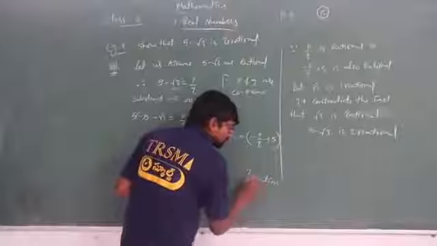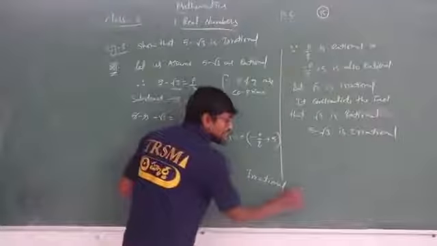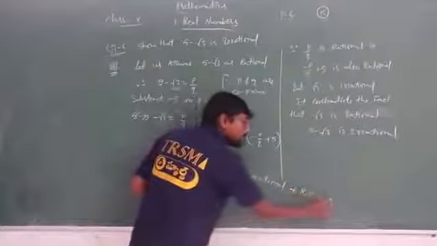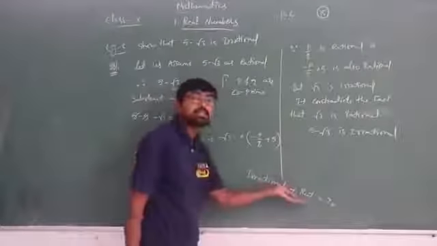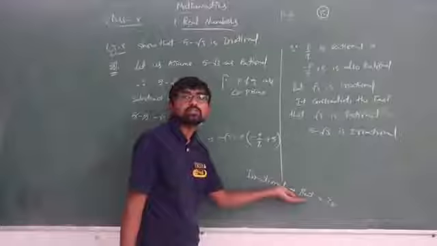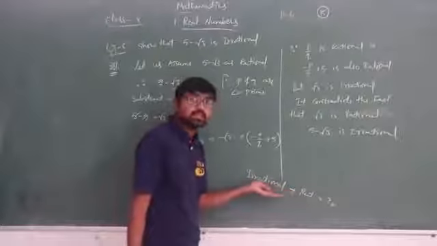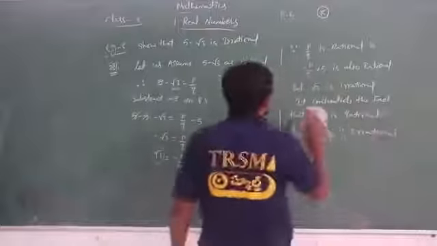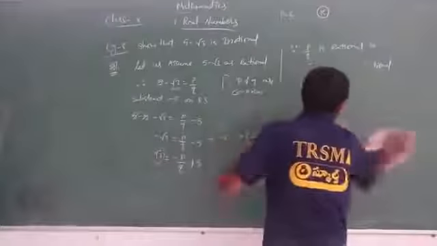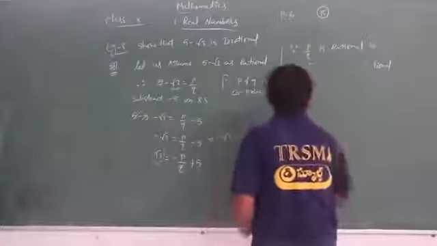For any irrational number, if I add a rational number, again I will be getting irrational only. Am I right or wrong? If I subtract a rational number, again I will be getting irrational. Okay, hope you all understood this. Let me give you one more question from that.